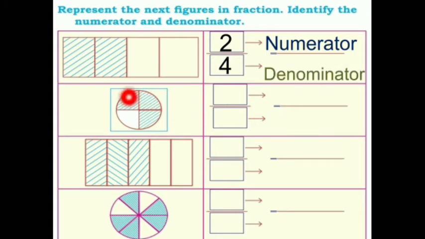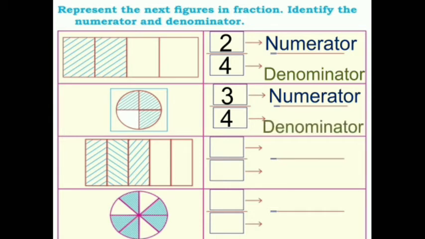See this figure. This figure is divided into 4 equal parts. 3 parts are shaded, 1 part is not shaded. So the fraction form will be 3 by 4. Here, what does 3 represent? Yes, 3 is the numerator. What does 4 represent? Yes, 4 is the denominator.